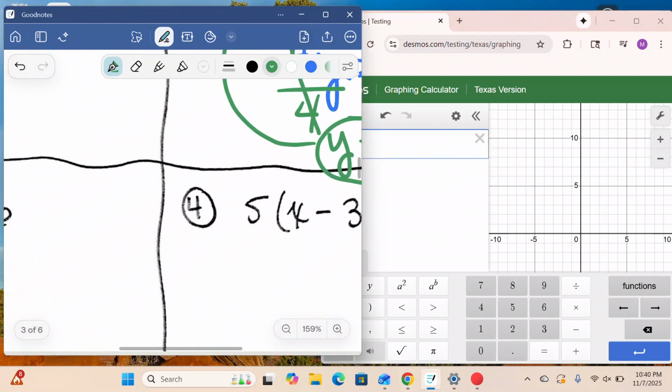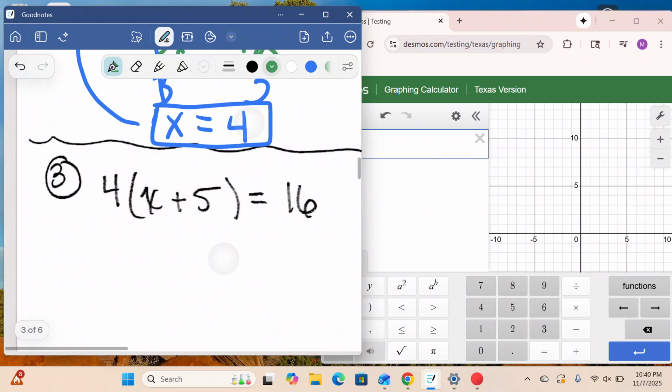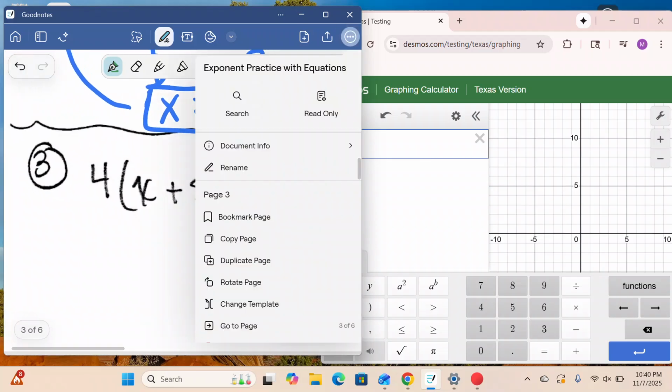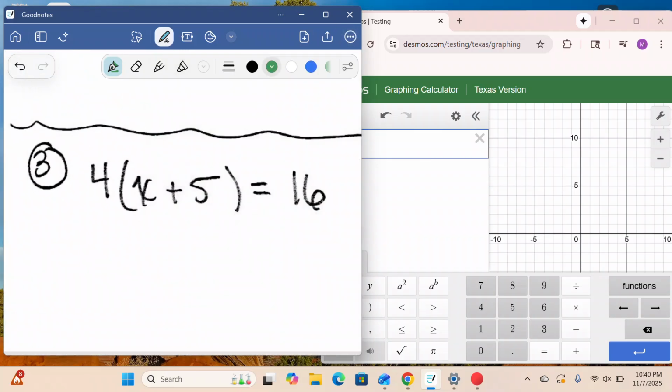If we go to problem number 3, I'm going to clear it so that I can have clean work. If I look at that, what did I learn in my previous lesson? Well, I learned the distributive property. So the first step is to underline my distributive property so I can get it into the form that we just did. So I see the distributive property.